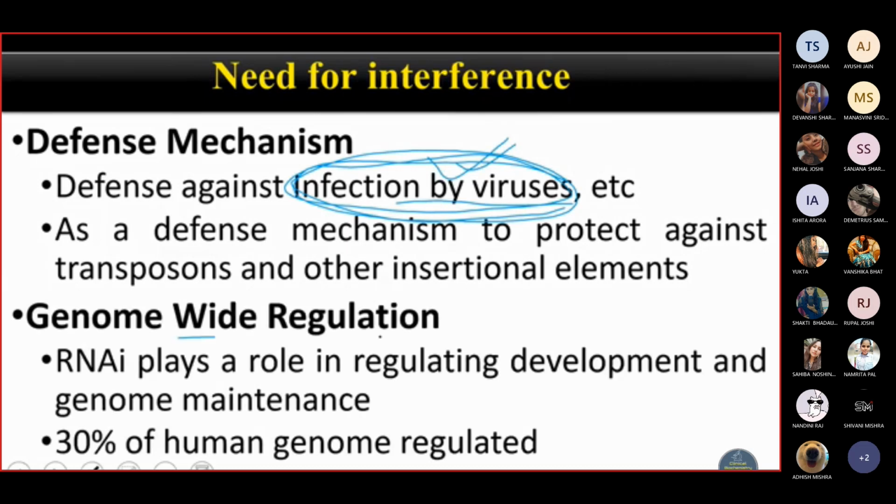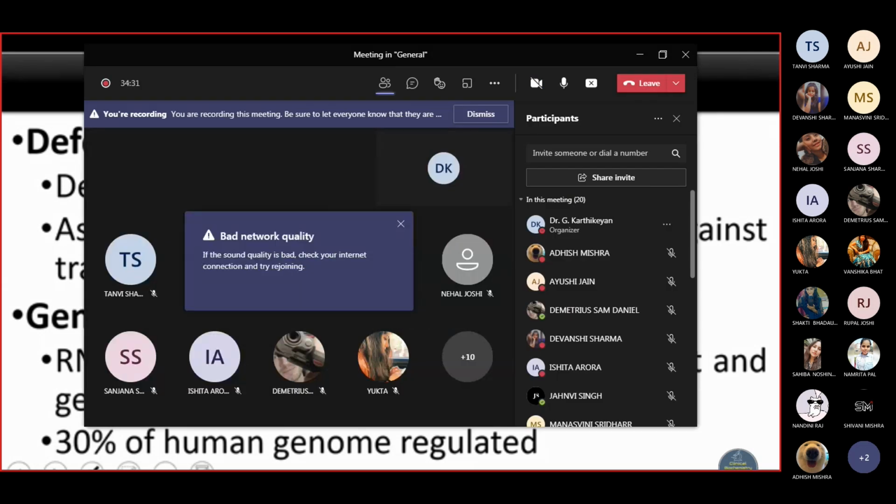The second one is genome-wide regulation, regulation of different genes, where we use it for different purposes: gene expression regulation. That is the thing that we are going to see.